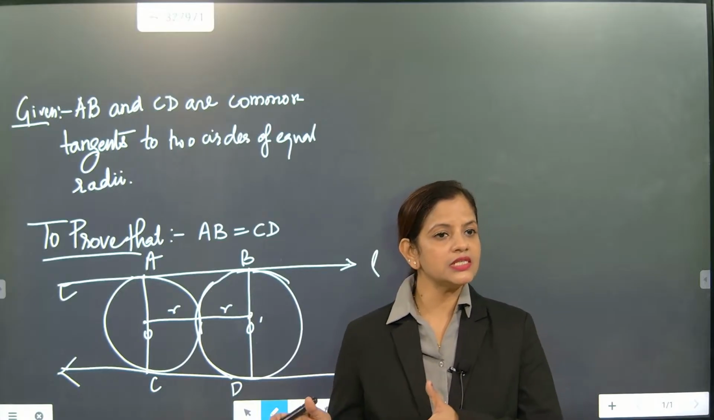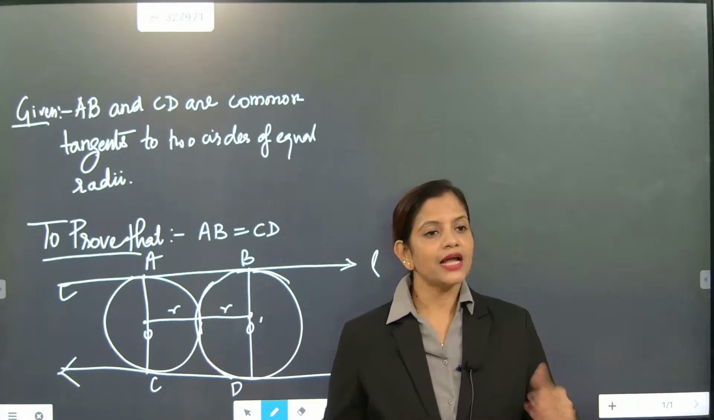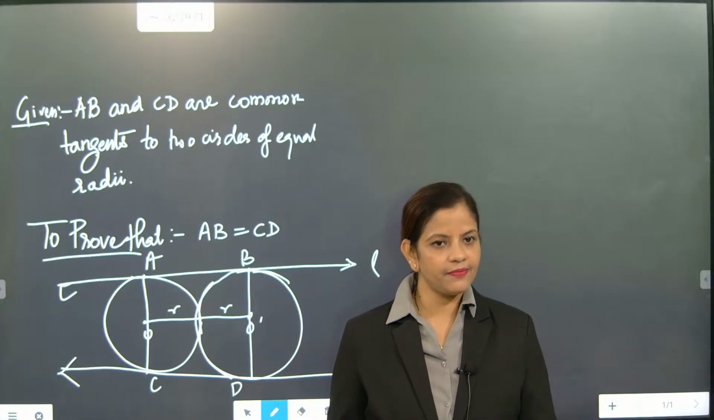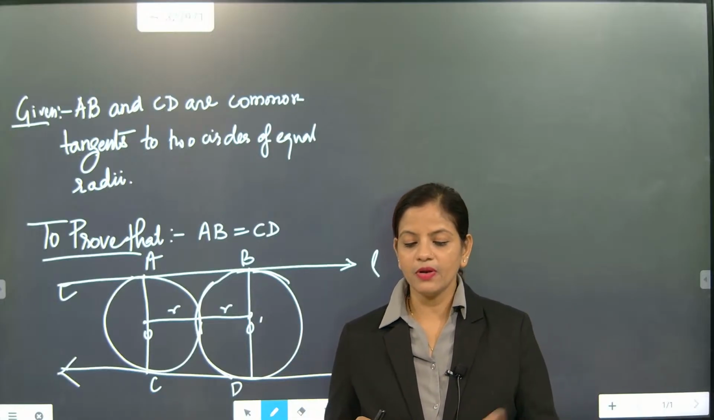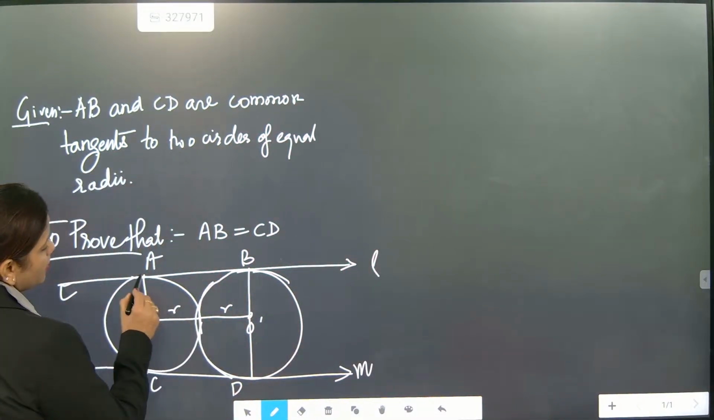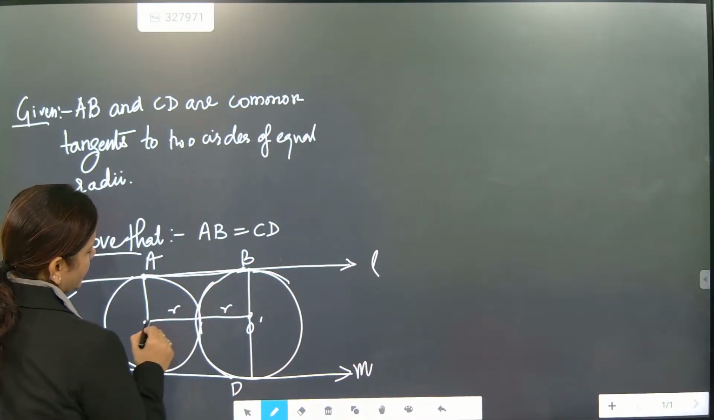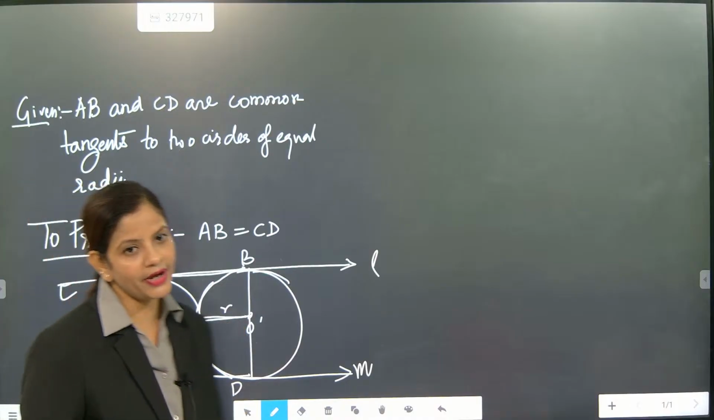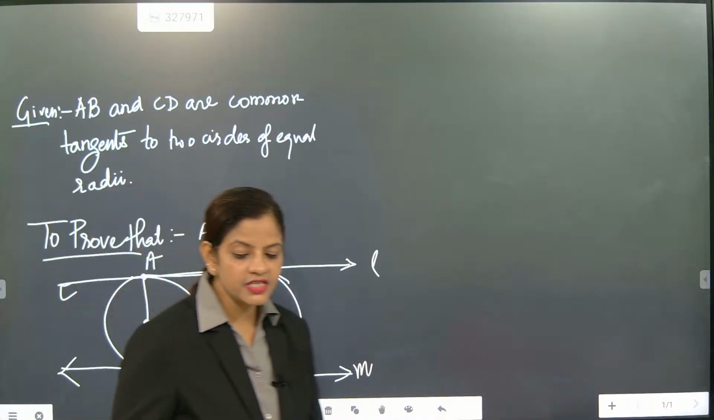So if two circles are there, their radius is the same. That means the distance between the two centers will remain the same, meaning the contact point will become the middle point. Remember this one. So now look here. We need to understand that this distance and this distance and this distance remain the same. I hope you might have understood.